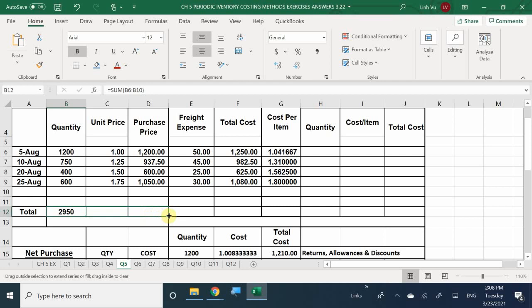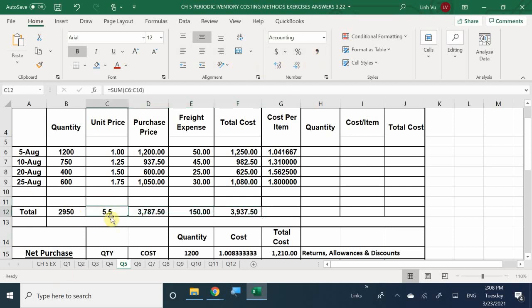So what is my total purchase price here? 3787.50. Good. And then what is my total freight? 150. And lastly, what is my total cost? 3937.50. So I'm going to format those real quick.